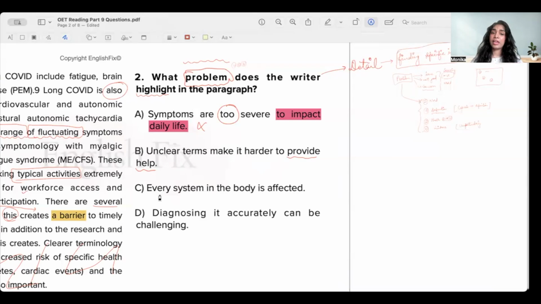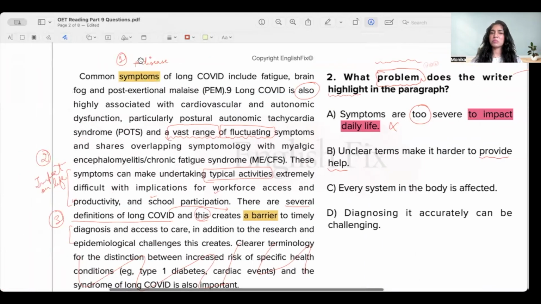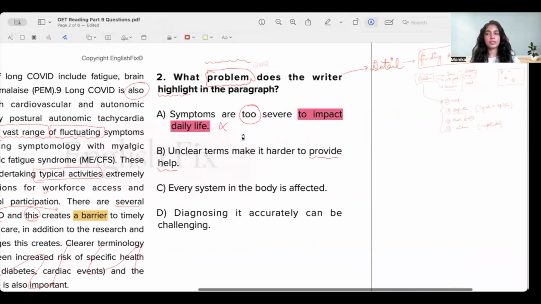Let's consider. Every system in the body is affected. Every system in the body, basically every function in your body, every organ in your body is affected. That's a problem. I saw symptoms and diseases were a problem, but I didn't see anything about how if it affects my heart, now that's a problem. But I did say something about vast range. Remember, if it's a detail, I can always go and confirm. Range of fluctuating symptoms, but I don't see anything like them emphasizing that it is actually creating a problem for every system in the body.